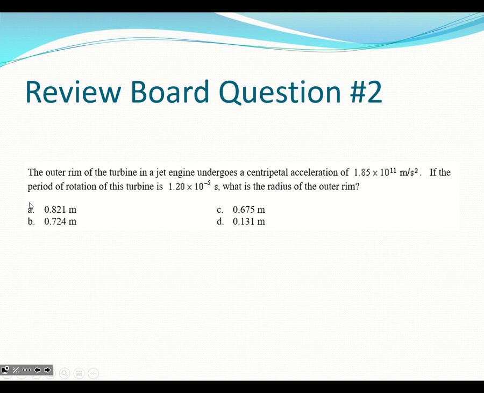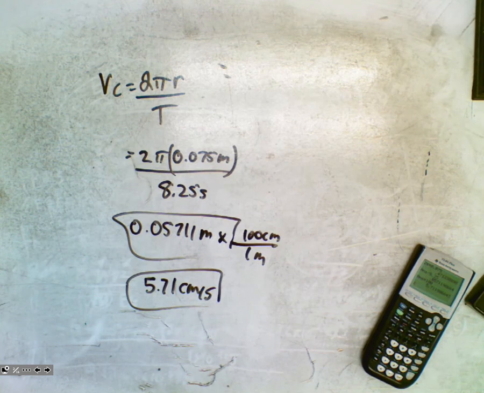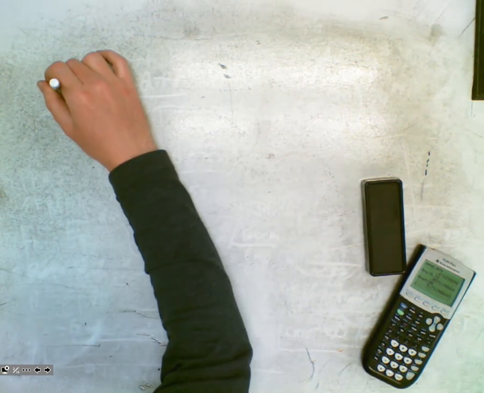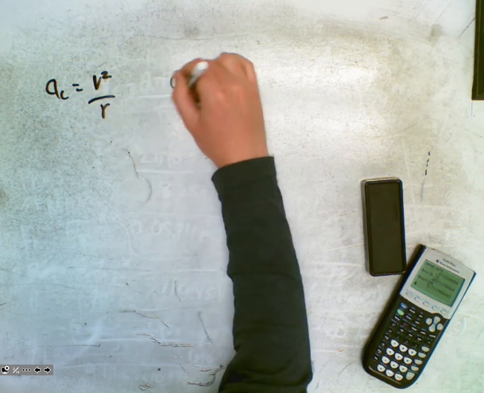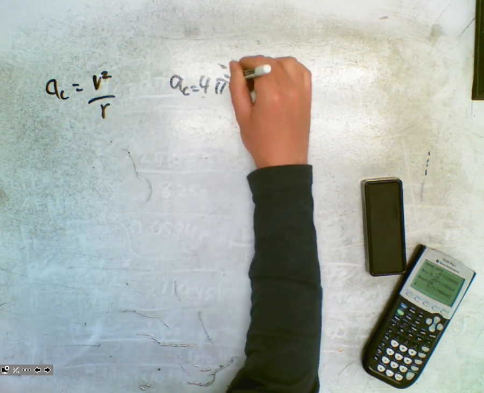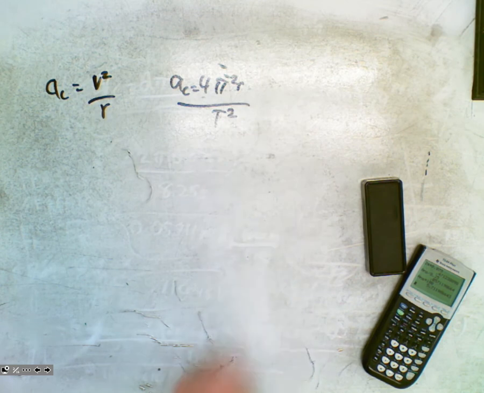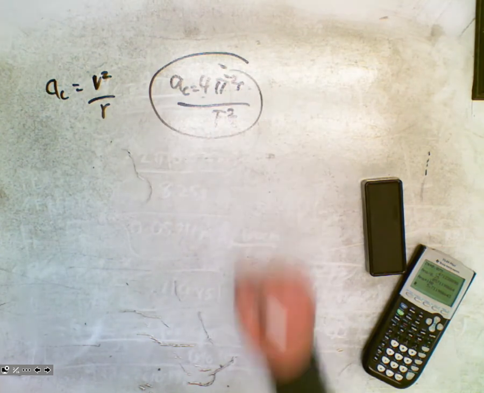The outer rim of a turbine in a jet engine undergoes centripetal acceleration. If the rotation of the turbine is that many seconds, what is the radius of the outer rim? So this is an acceleration question. With acceleration, we have two formulas: v squared over r, and 4 pi squared r all over t squared. They don't give us a speed, and we're not trying to find a speed, so that means we're going to use this one.